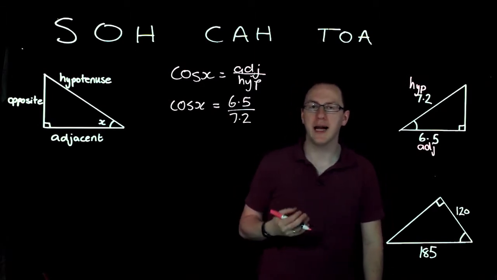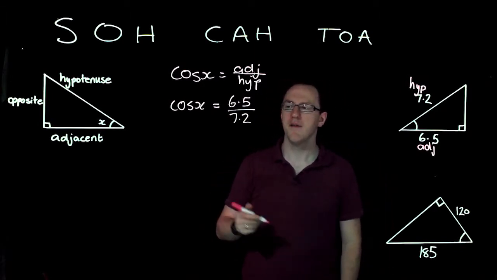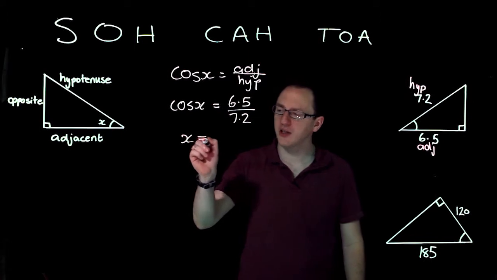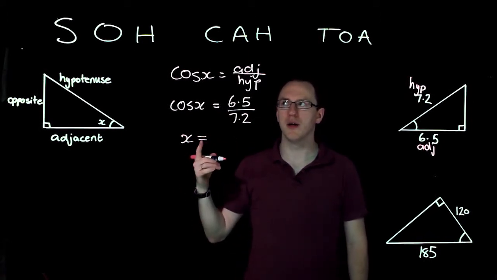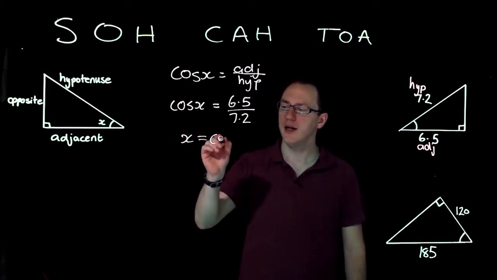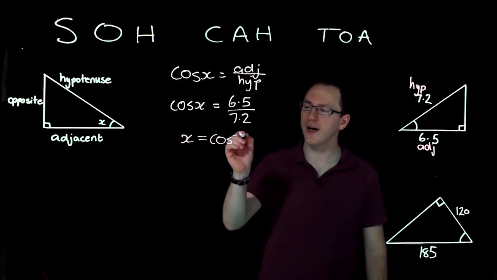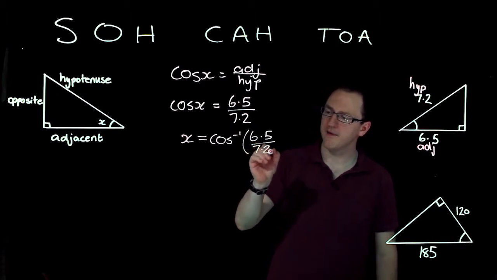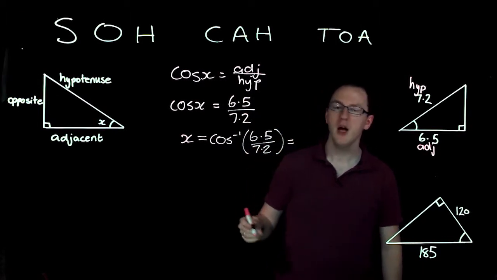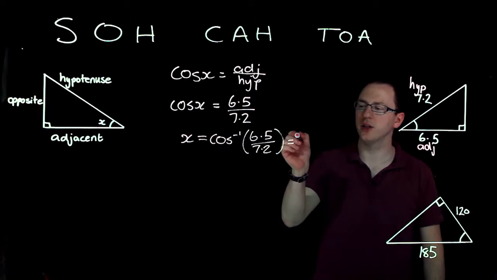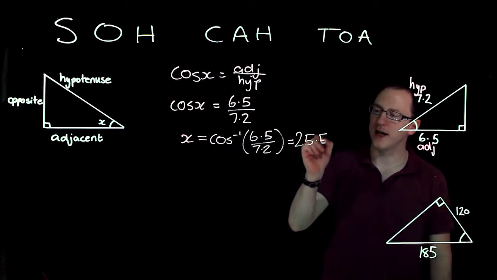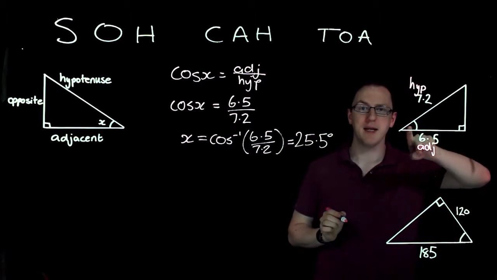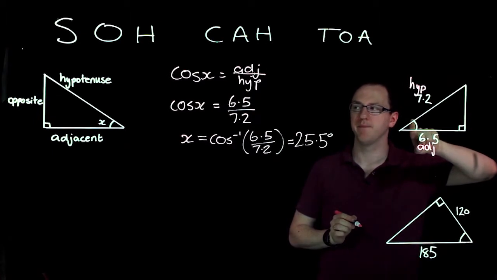So because I'm trying to find out an angle, I'm using the inverse function. So that's second cos or shift cos, depending on your calculator. And it should say cos to the -1 or inverse cos of 6.5 divided by 7.2. Put that into your calculator and you get an answer of 25.5 degrees. So this angle is 25.5 degrees.